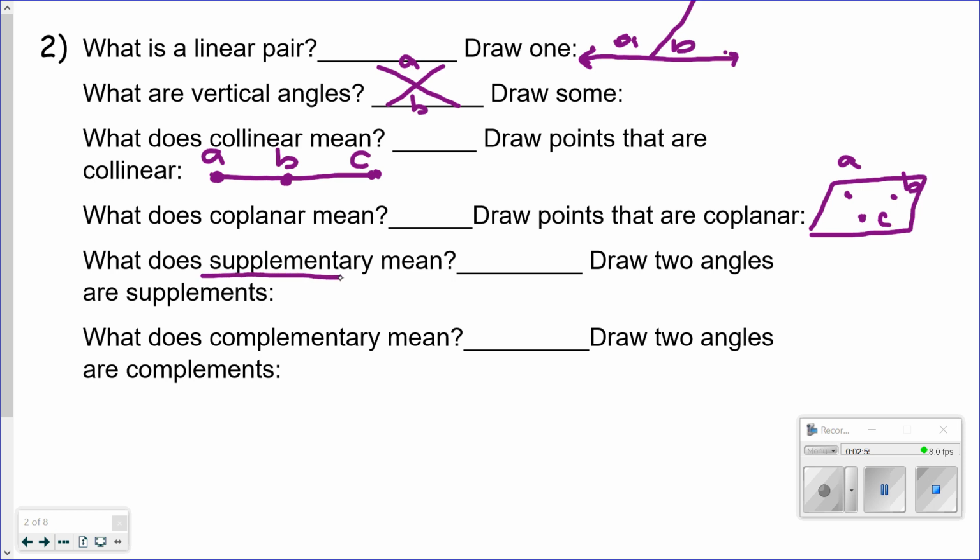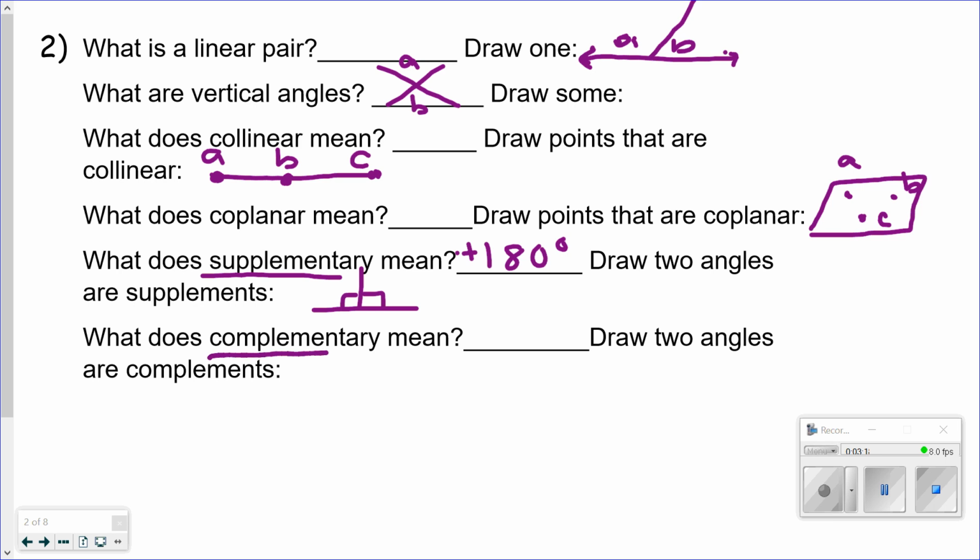Supplementary, what does supplementary mean? It means that they add to 180 degrees. So draw two angles that add up to 180 degrees. How about two right angles? Both of these right angles are equal to 90, which means that they add up to 180.